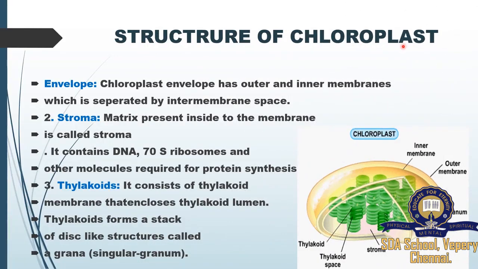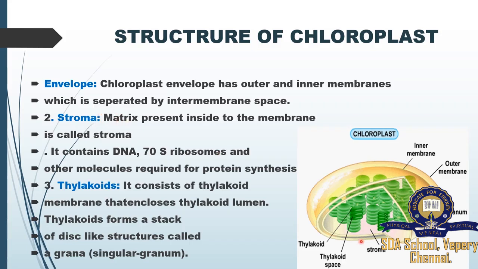Here we have the structure of chloroplast. First, the envelope. Envelope means the outer layer, as you already know. The chloroplast envelope has outer and inner membranes, which are separated by the intermembrane space. So this is the intermembrane space, separating the outer layer and the inner layer.